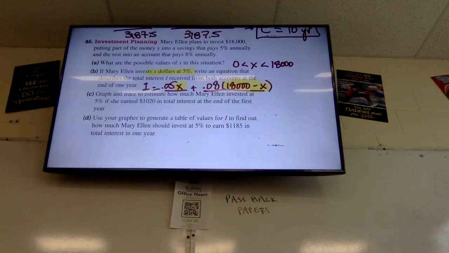All right, so now we're going to graph and trace to estimate how much she invested at 5% if she earned $1,020 in total interest. Okay, we're going to go back to our calculator and we're going to graph, but we're not going to trace this time. We're going to graph the first one in Y1 and we're going to graph the second one in Y2. And then we're going to find where they intersect.